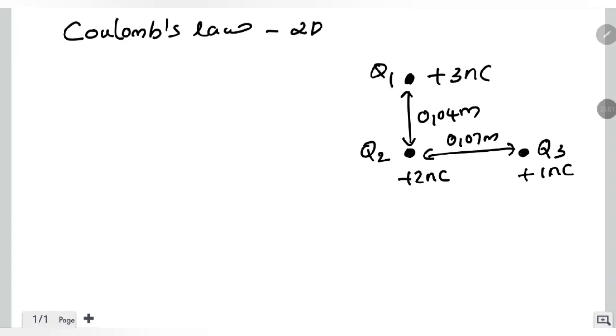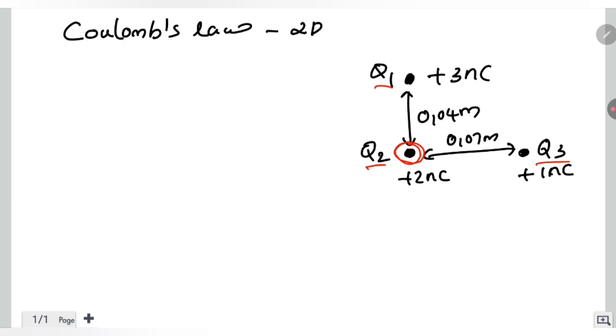Coulomb's law in 2 dimensions. So if you get questions like 3 charges Q1, Q2, Q3. You see Q1, Q2, Q3. Now you can see it is 2 dimensions because they are not in a straight line. Q2 and Q3 is like the X direction, and Q1 and Q2, when you look at it, it's like the Y direction. So if you have 2 dimensions like this, usually the question is to calculate the total force acting on Q2, the one in the middle. Okay, so that's how the question comes.